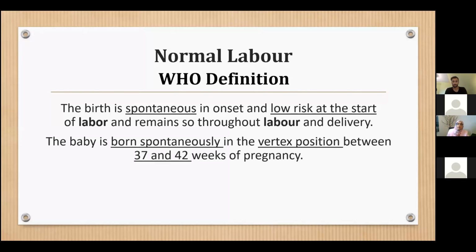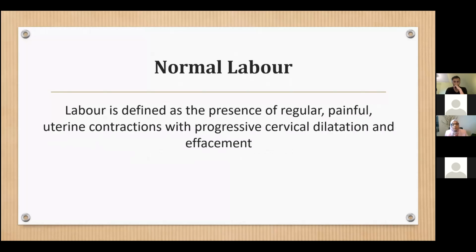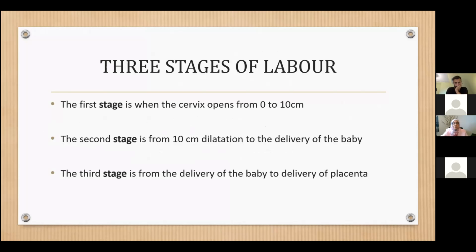As you can see in the underlined areas, there are lots of caveats to a normal labor. That's all that has to be there for us to define that labor is going smoothly. The other definition that we also use is that labor is the presence of regular, painful uterine contractions with progressive cervical dilatation and effacement. And that's what we are going to try to understand: what is the difference between effacement and dilatation?